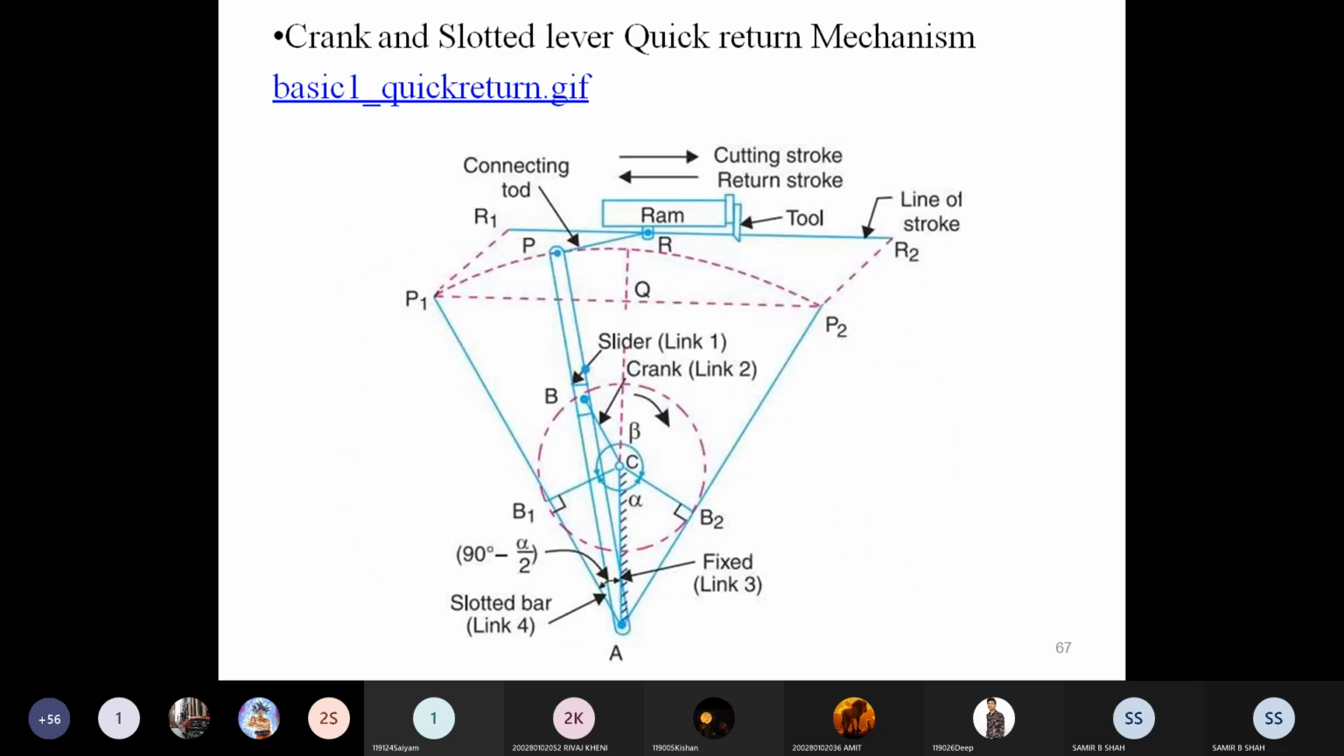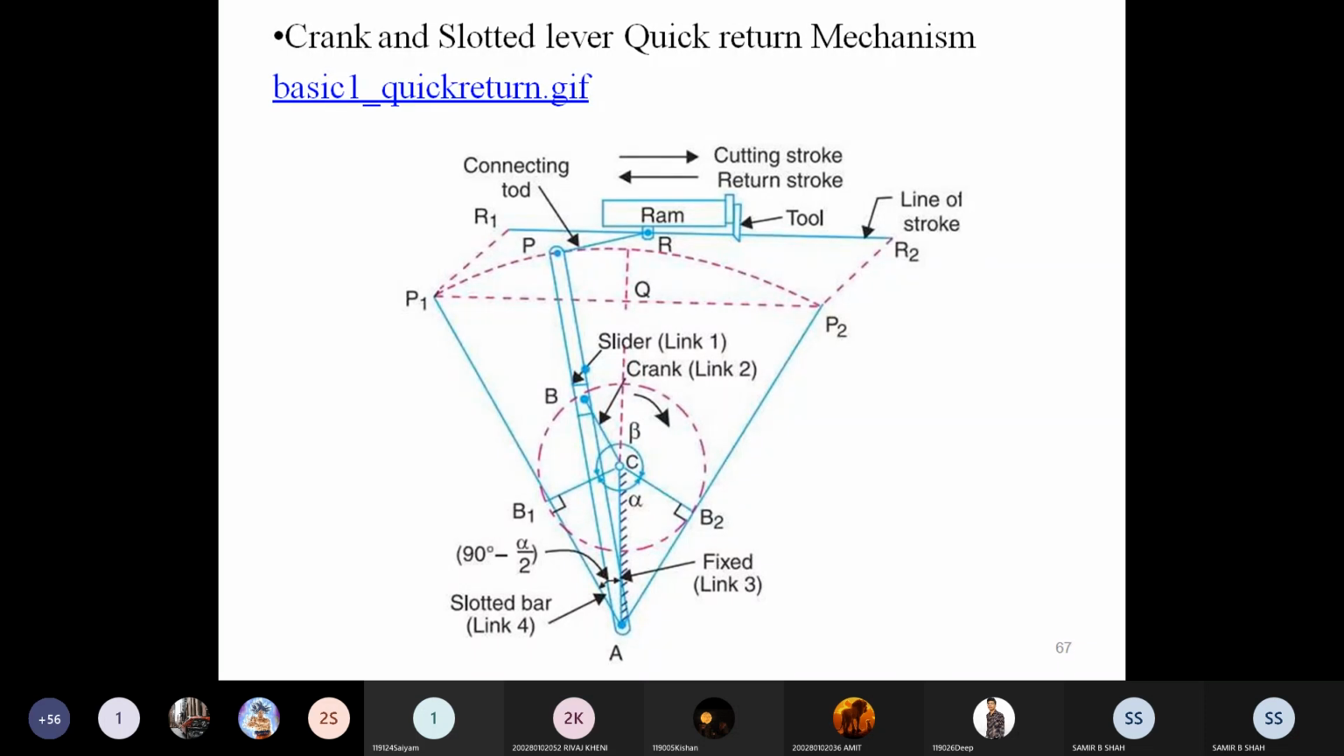Try in your own way to find where this kind of mechanism may be used. Try to find one or two examples of each and every mechanism, either the forward mechanism or the single slider crank mechanism.